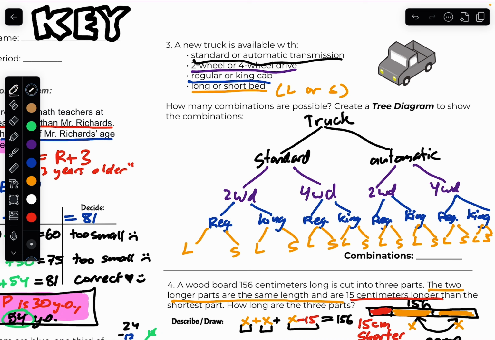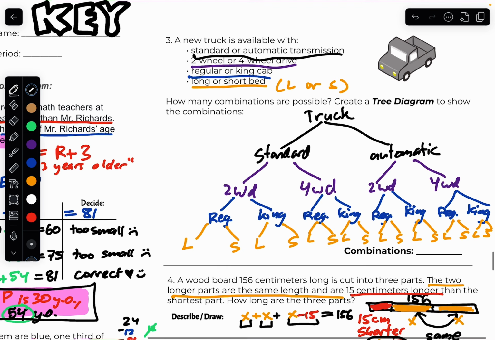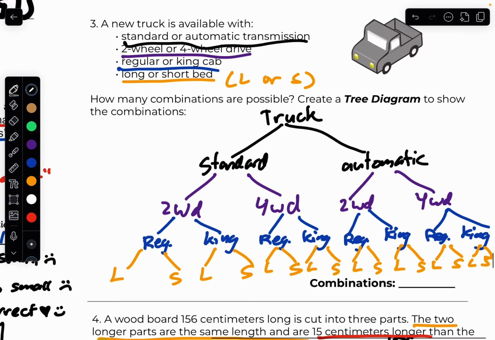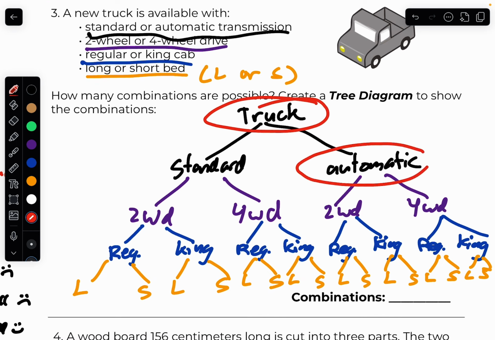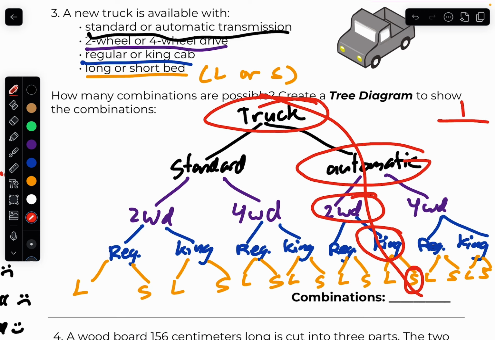So the last step is either going to ask us a probability question or it's going to ask us how many combinations there were, or both. So this one says, in problem number 3, how many different combinations are there? So for example, let's just pretend Mr. de Guzman wants to choose a truck that's automatic, 2-wheel drive, king size cab, and a short bed. This is only one of how many options? One out of how many options?